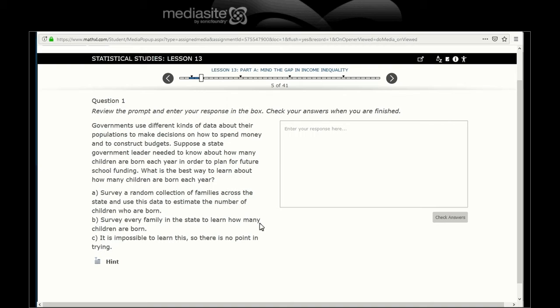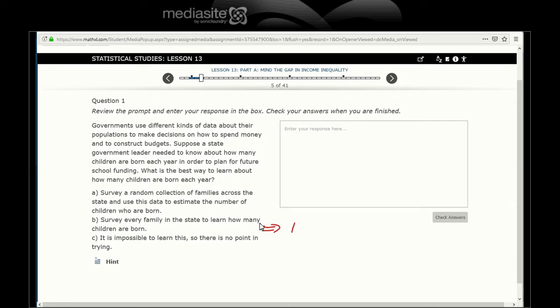Okay, so government uses different kinds of data about their populations to make decisions on how to spend money and to construct budgets. Suppose a state government leader needed to know about how many children are born each year in order to plan for future school funding. What is the best way to learn about how many children are born each year? A. Survey a random collection of families across the state and use this data to estimate the number of children who are born. B. Survey every family in the state to learn how many children are born. C. It is impossible to learn, so there is no point in trying. Love that one.